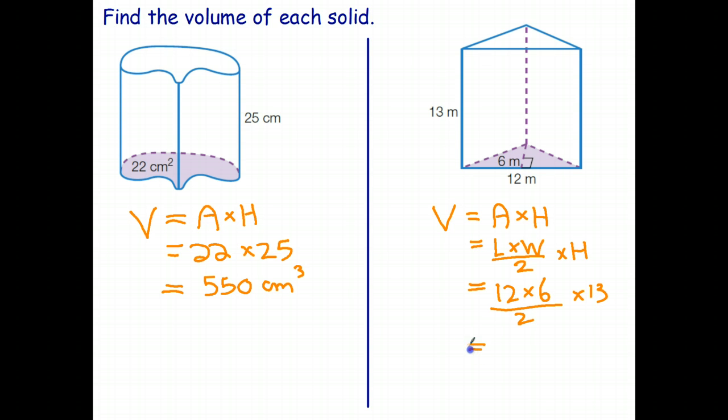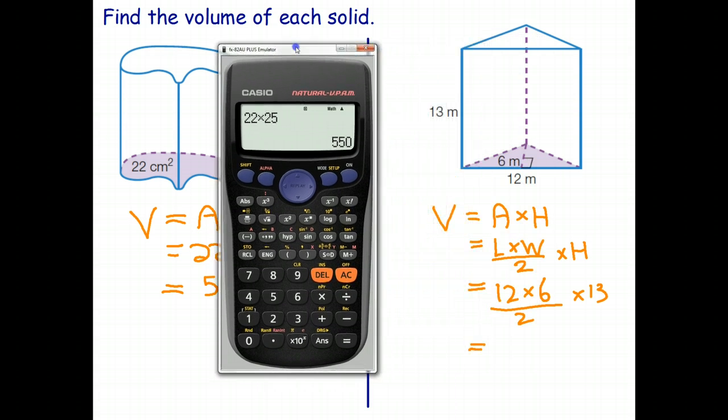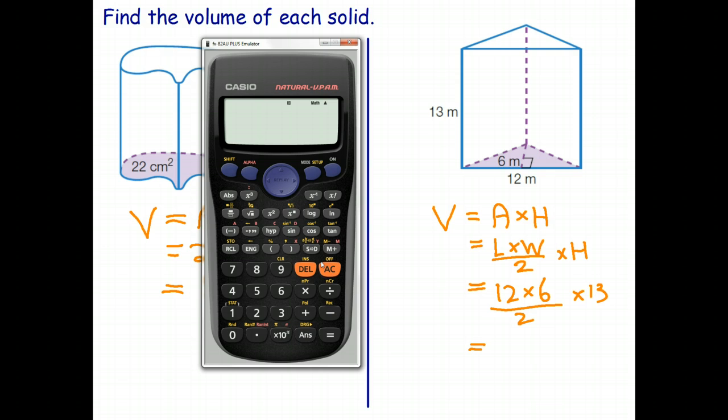And again, for practice, let's use our calculator for that. So I'll just drag it off to the left here. Okay, I like to use the fraction operation. So if your calculator has one of those, it just seems to make it a bit easier. 12 times 6 divide 2 times 13 equals, and I get 468.